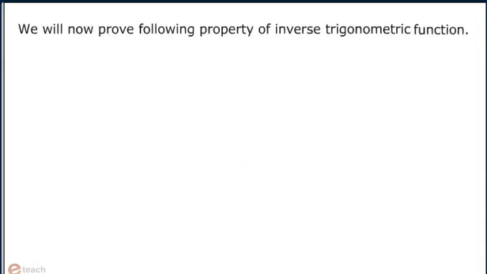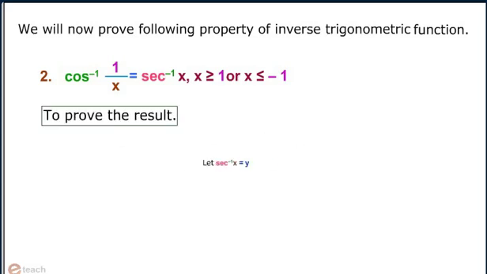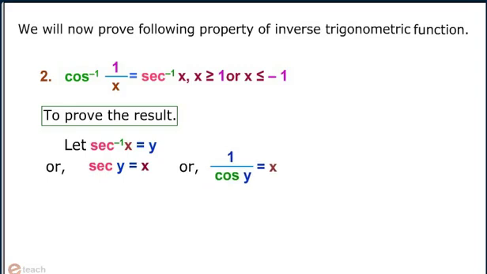We will now prove the following property of inverse trigonometric functions. Cos inverse 1 by x equals sec inverse x for x greater than or equal to 1 or x less than or equal to -1. To prove the result, let sec inverse x equal y. This implies sec y equals x. Now we know that sec y equals 1 by cos y. Therefore, 1 by cos y equals x.